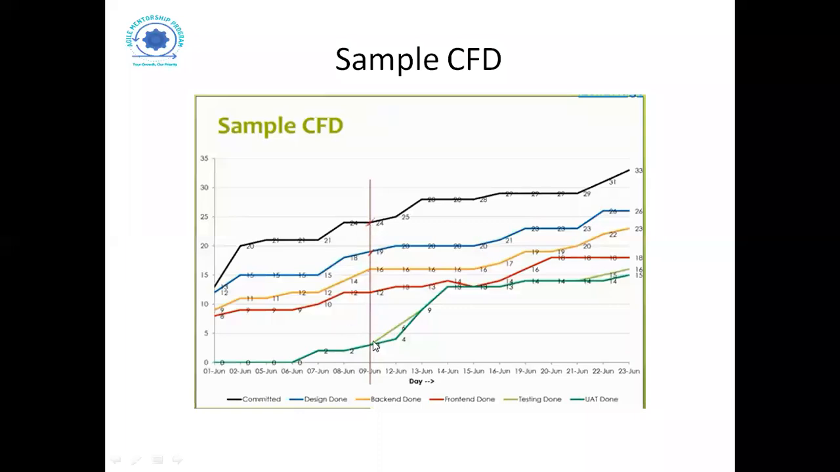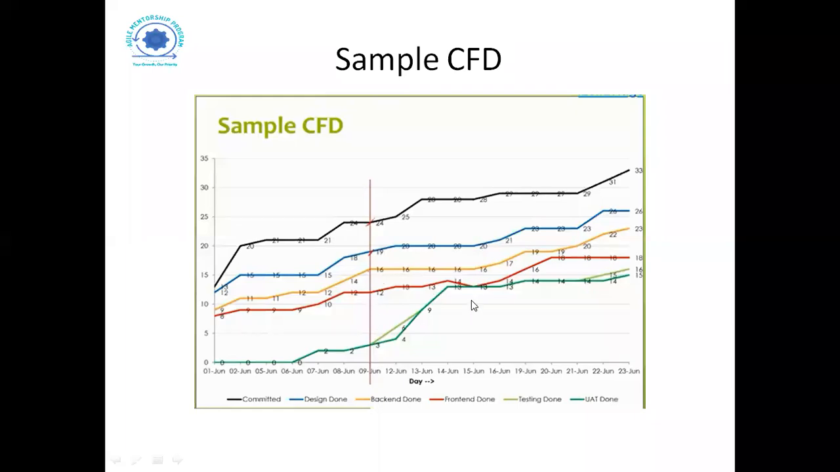Now, on 9th June, if I want to make an analysis, I'm just seeing how many items are design done. 19 items are design done. Why? Because this blue color is design done. 24 items are committed. You understood, right? A simple graph. Now, what's the big thing in terms of the CFD? You need to see the distance between the lines.